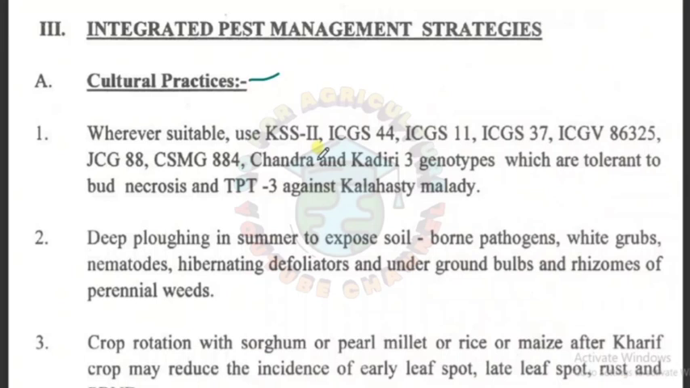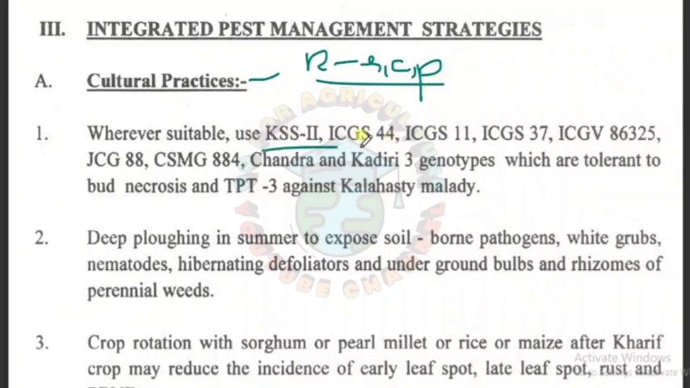Okay. So cultural is related to plants only. If I talk about plants, it will mostly depend on the resistant varieties. See, resistant varieties will depend upon soil, climate, or pest resistance. It will depend on so many factors.